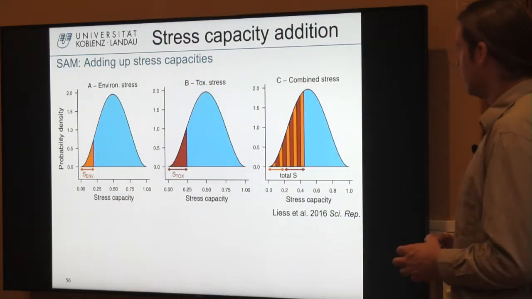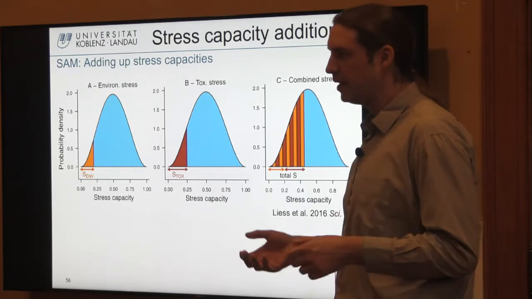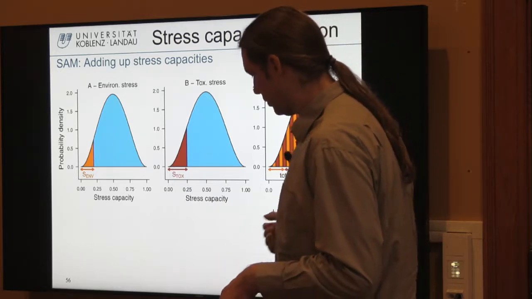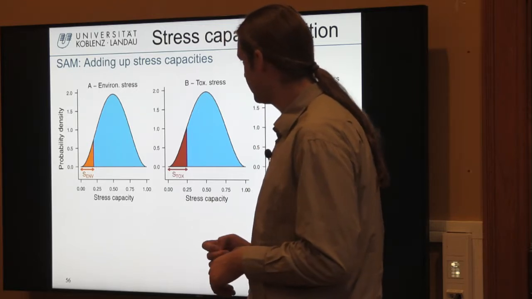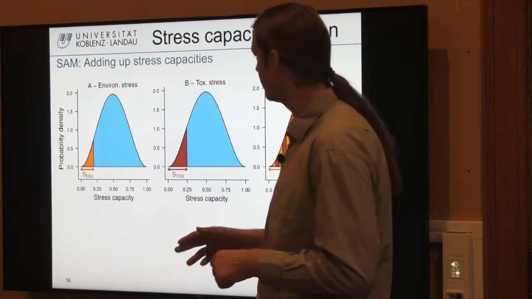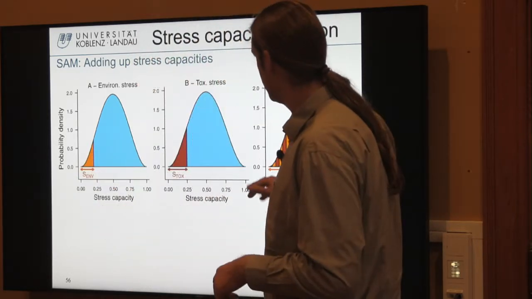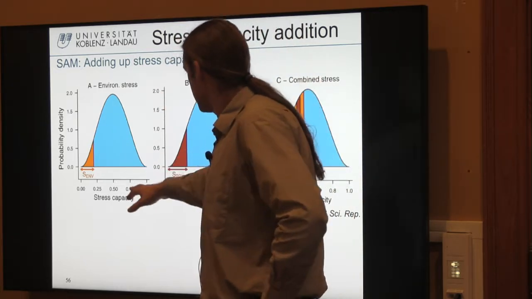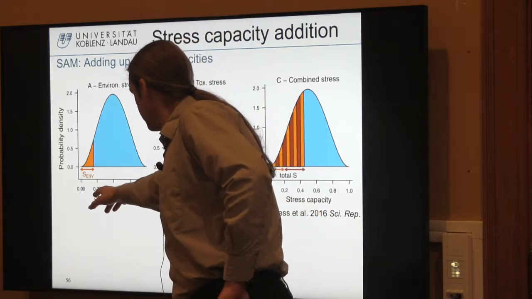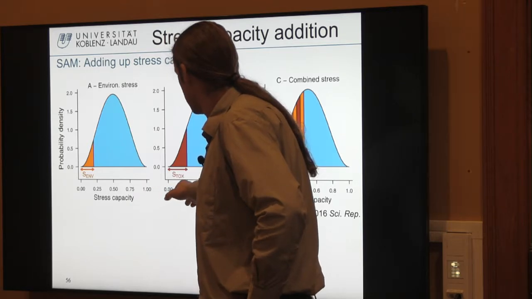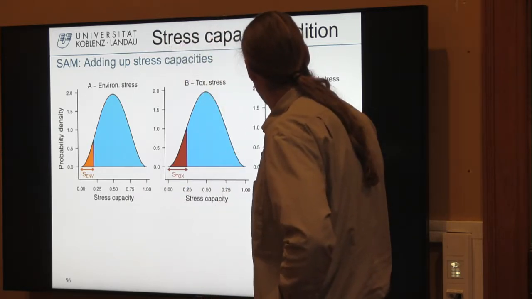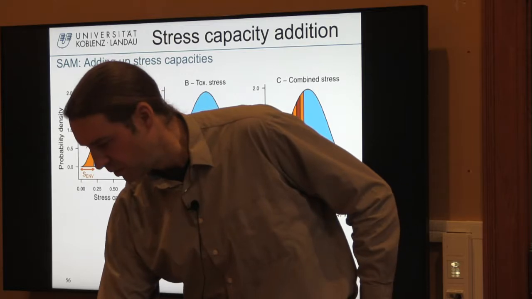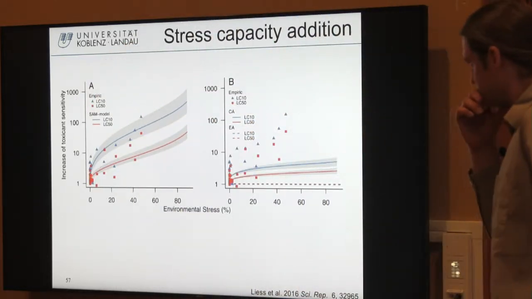So now the philosophy of this model is that we are not looking at adding up the stressor concentrations, but we add up the stress capacity, so the tolerance of the organisms and the areas under the curve of the probability distribution. And that's the philosophy of the SAM model. If you do this, and this is just a hypothetical example, you would add up the stress capacity here that's causing 25% each, and then you add that up to about 50%, and that's then the combined stress of both stressors.